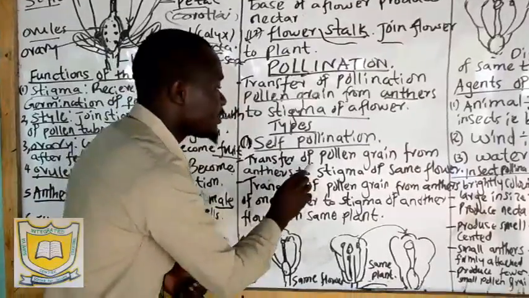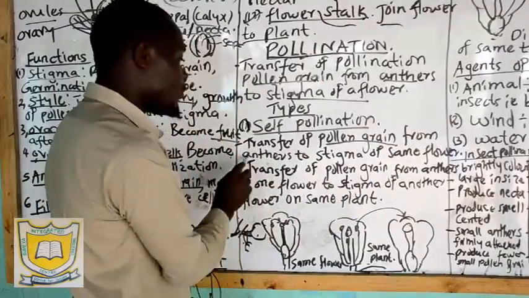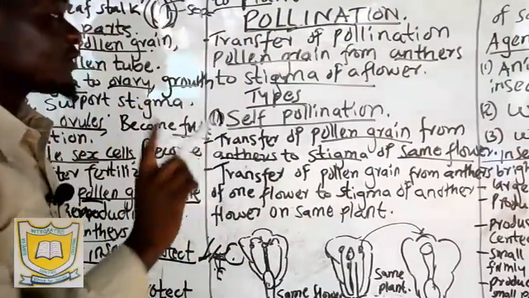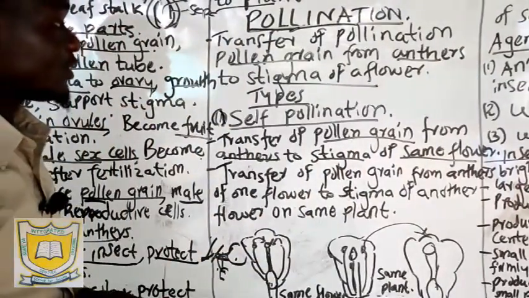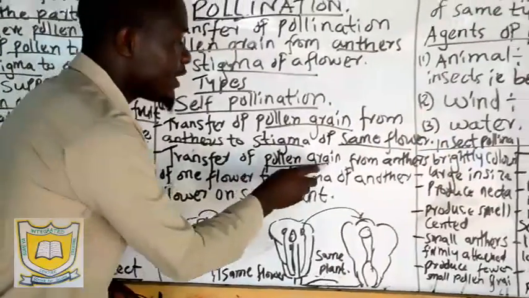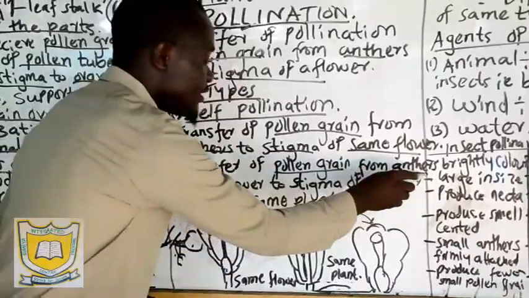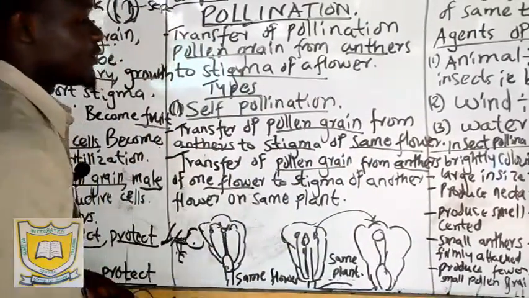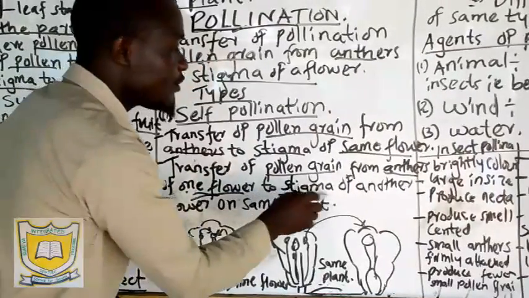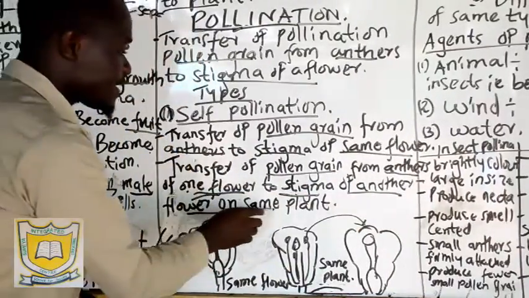I have said it's the transfer of pollen grain from anthers to stigma of the same flower. That is the first definition of self-pollination. Also, self-pollination can be defined as the transfer of pollen grain from anthers of one flower to stigma of another flower of the same plant.